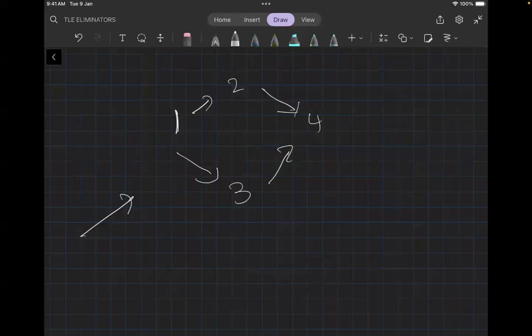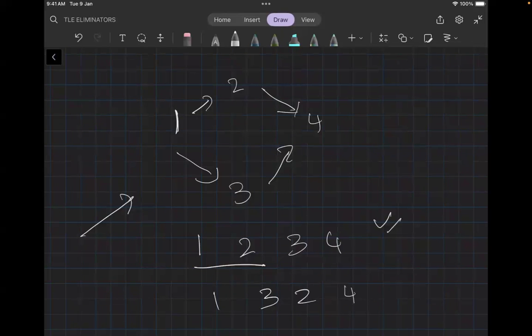Right? If you take 1, 2, 3, 4, does 1 come before 2? Yes. Does 2 come before 4? Yes. Does 1 come before 3? Yes. Does 3 come before 4? Yes. So this is valid. What is also valid? It is 1, 3, 2, 4.